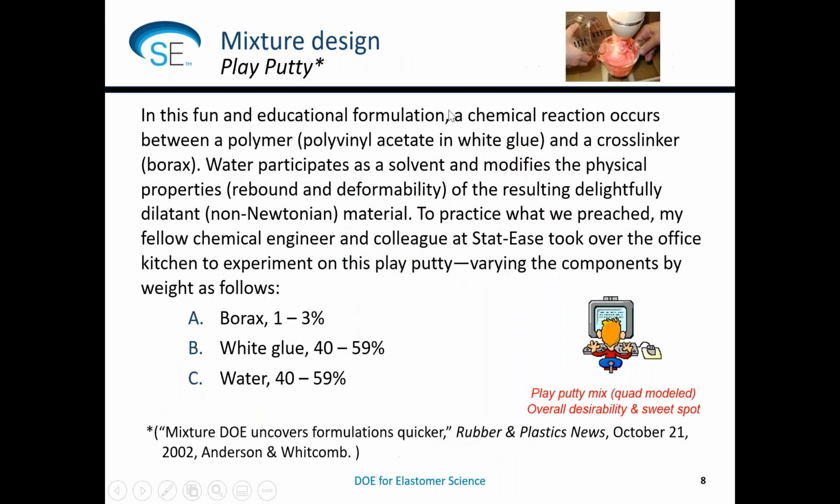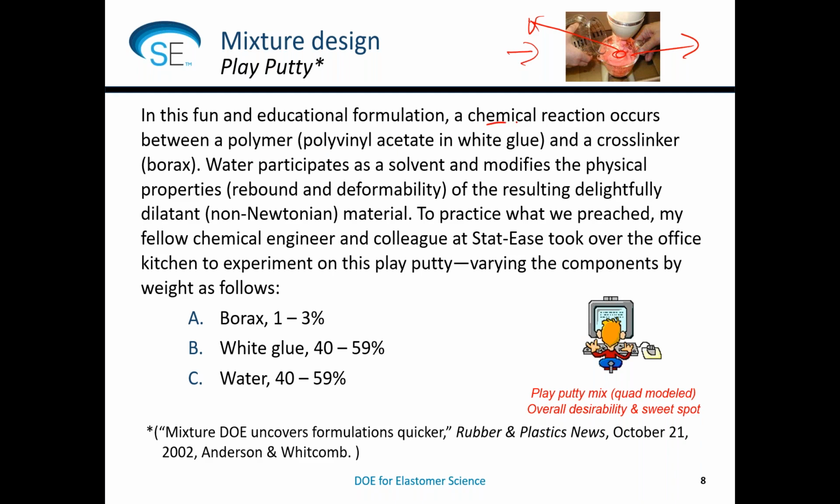And what do we have next? Oh, we've got a fun little example that I worked on with Pat Whitcomb, who is the founder of Stat-Ease and also a chemical engineer. And just for fun, I wanted to try doing a mixture design. We did this in our Stat-Ease kitchen, and I had to put this box around it because when the cross-linking occurred, it would start flinging this putty all over the place. And so the box was kind of containing the putty from getting all over our office.